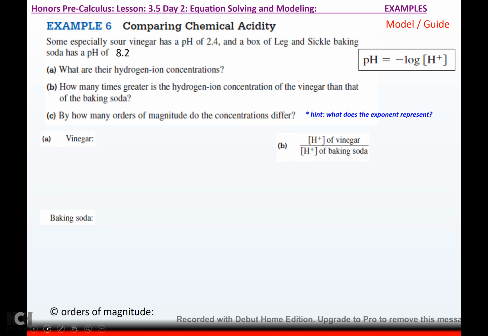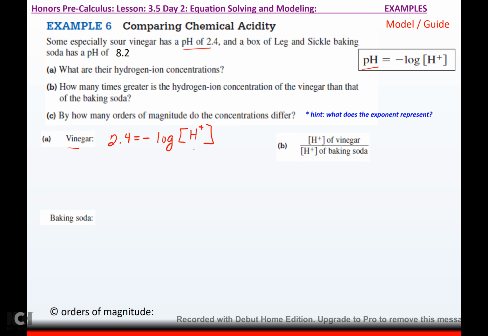Alright, so it says some especially sour vinegar has a pH of 2.4 and a box of baking soda has a pH of 8.2. It says, what are their hydrogen ion concentrations? Well, here's my formula, and they're giving me the pH. The vinegar's pH, they told me, was 2.4. So that equals the negative log of the hydrogen ion concentration.